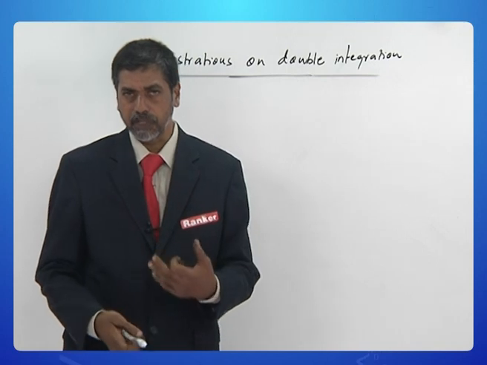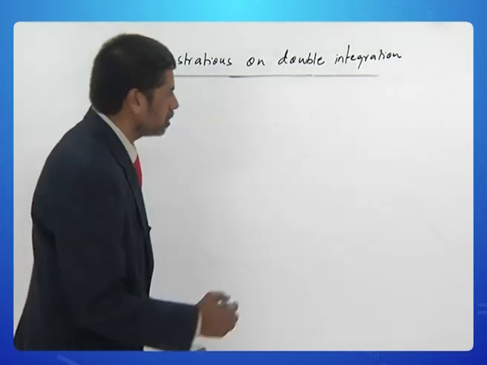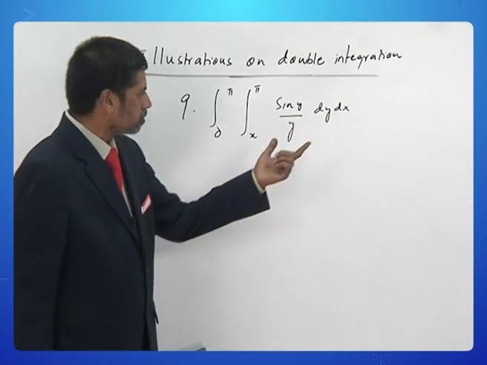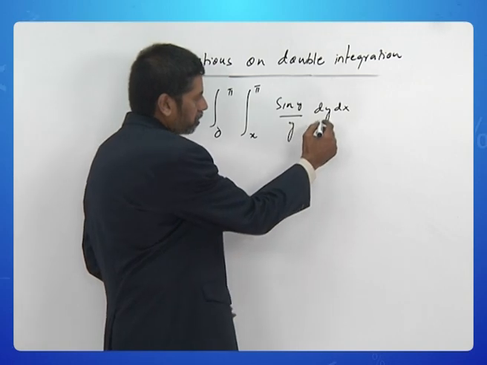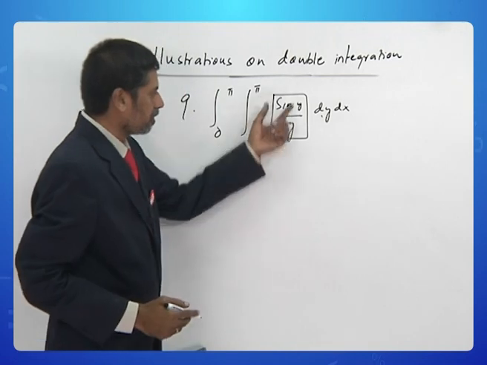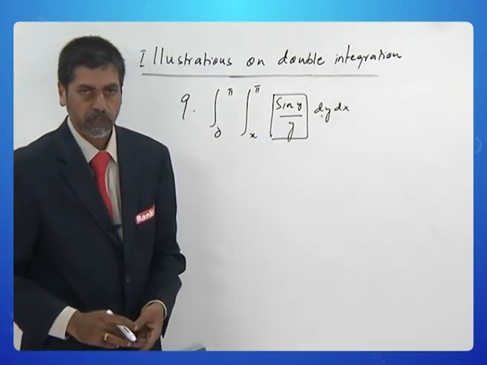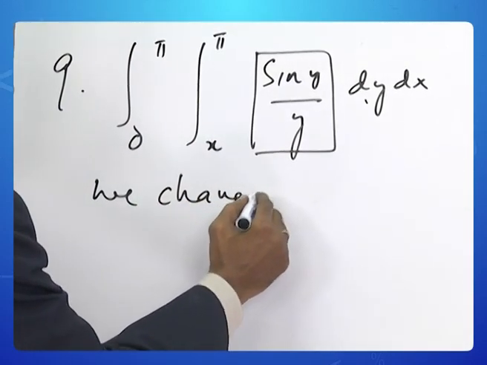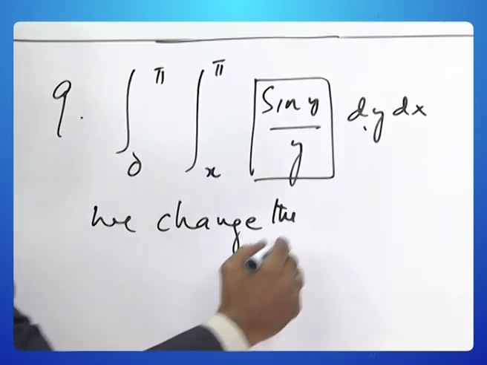The next problem is again based on changing order of integration. The problem is integral 0 to pi, integral x to pi, sin y by y dy dx. Please observe that the first integration with respect to y cannot be initiated because sin y by y cannot be integrated. So we change the order of integration.